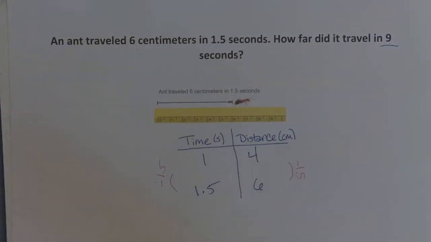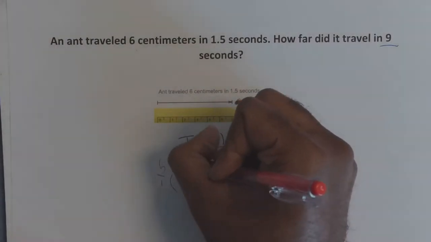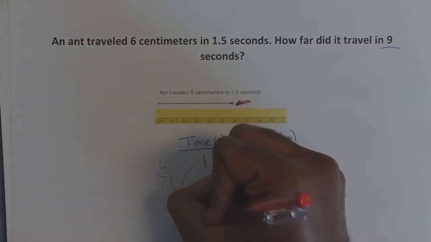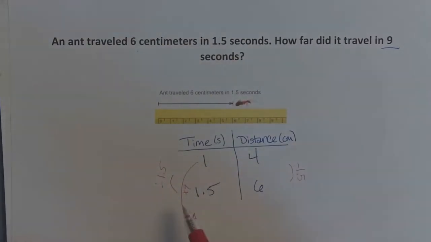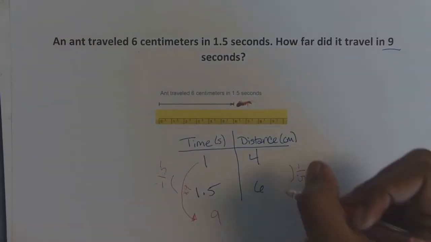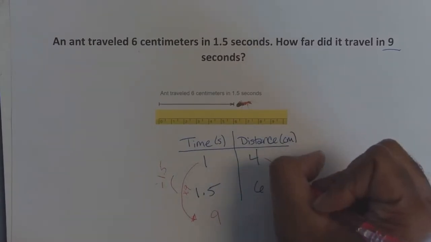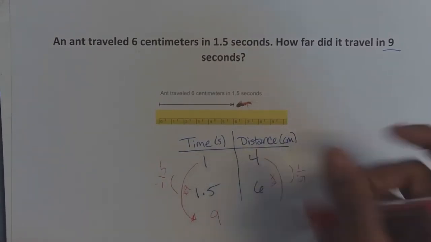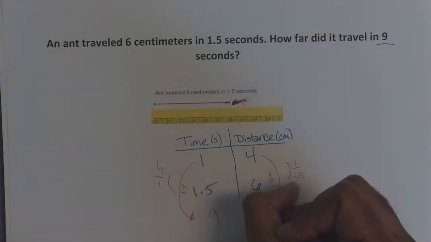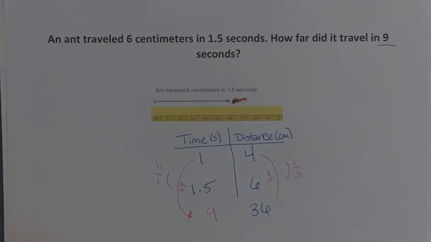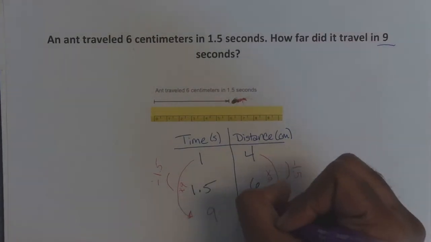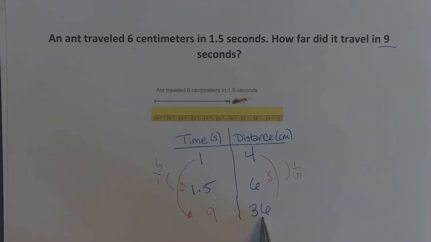So what can I do now to fill this in? Yes, I can go ahead and start multiplying my unit rate by 2, then by 3, and so forth and so on. But since the problem is only asking for 9 seconds, I can multiply my unit rate by 9. So 1 times 9 is going to give me my 9 seconds, which I'm looking for. And since I did it to that term, I'm going to do it to this one. Multiply by 9. 9 times 4 is what? 36. So this lets me know that the ant traveled in 9 seconds, 36 centimeters.